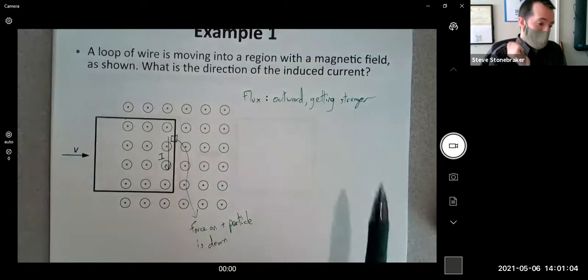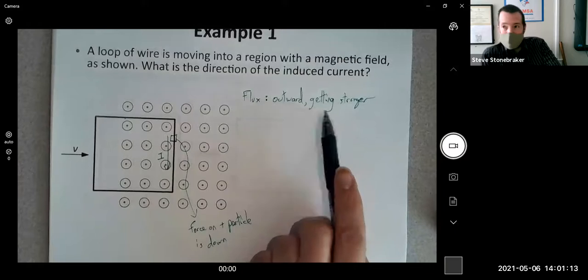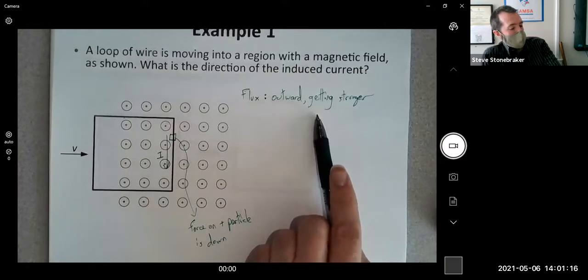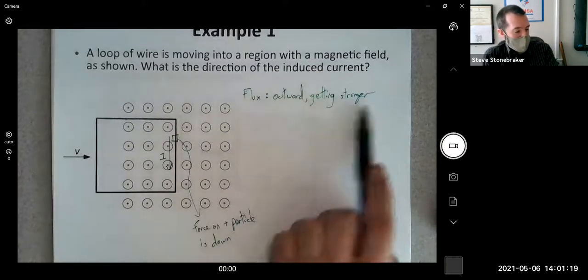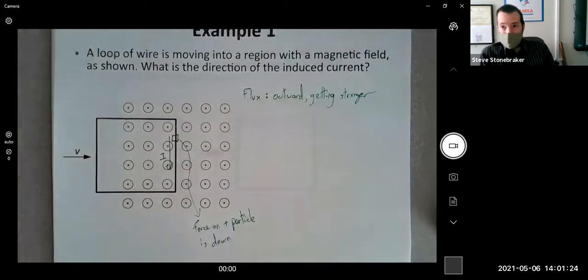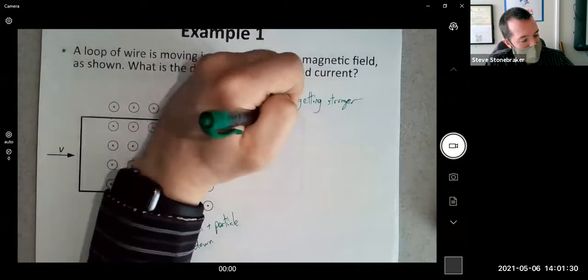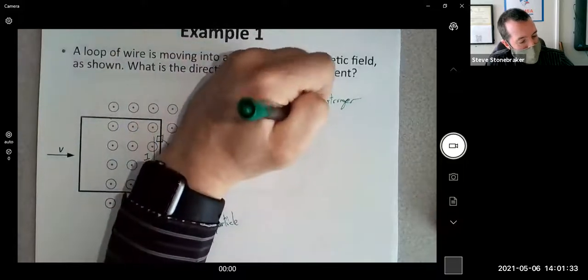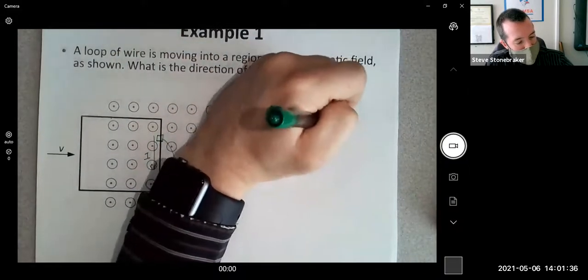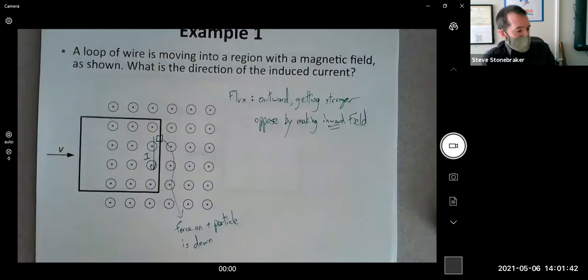So what Lenz's law says is that the induced current is going to create its own magnetic field, and that magnetic field should work in opposition to this. So opposition to this would be to make X's, or to make inward flux, to try to prevent the flux from getting stronger. So to oppose that, I need to make inward flux or inward field. That's how I would counteract the strengthening outward flux.